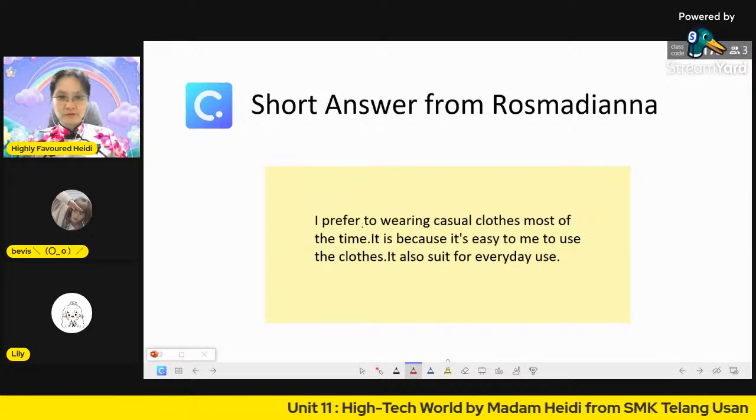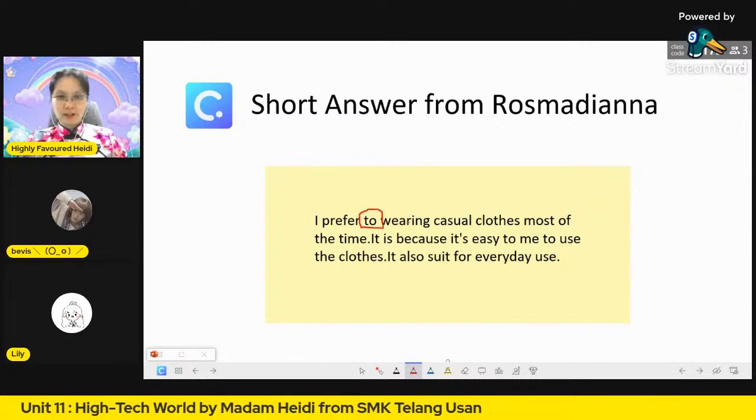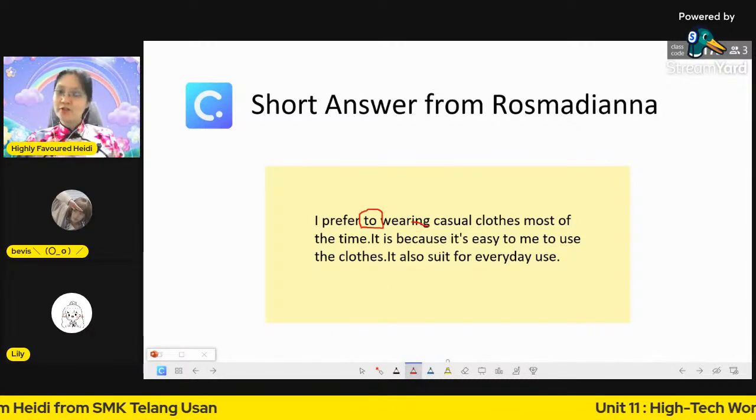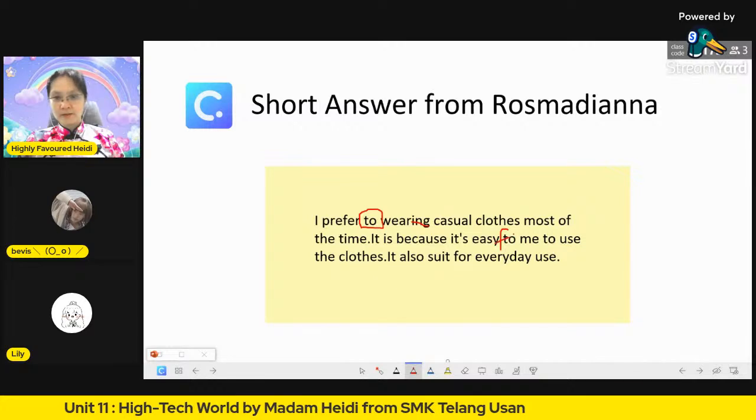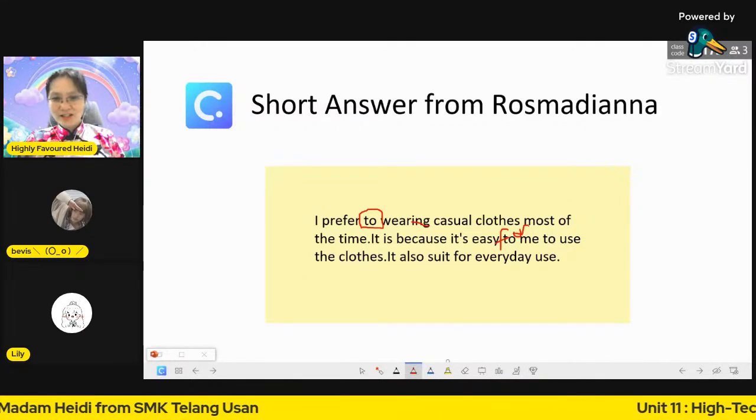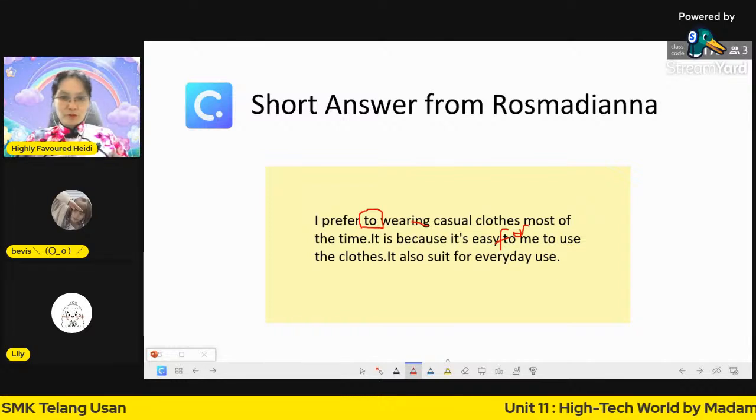After to. Okay, I normally box all the can, could, shall, should, will, would, may, might to show you that I use the base word. I prefer to wear casual clothes most of the time. It is because it's easy for me. Okay, I should have put on my writing pad, but I'm in a hurry. When I reach home, I should set up my computer.